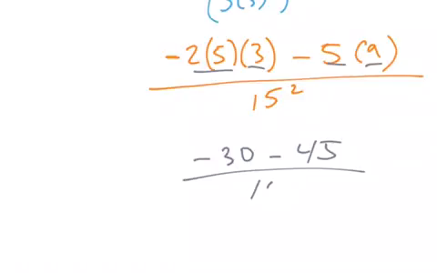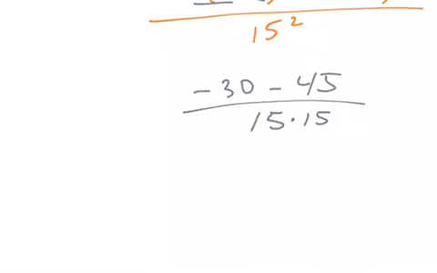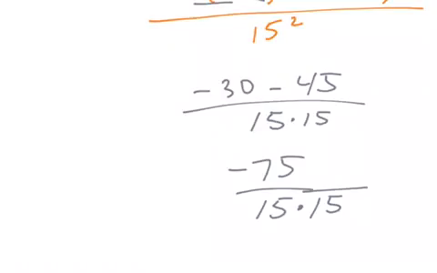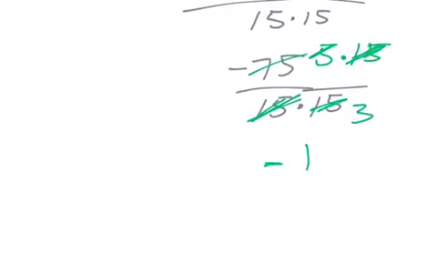I'm going to leave it as 15 times 15, see if I can clean that up a little bit. So this is going to become 75 over 15 times 15. You can see why I left it this way. 15 and 75. 75 is actually just 5 times 15. So the 15 will cancel out. And 5 goes into 15 3 times. Leaves me with negative 1 over 3.